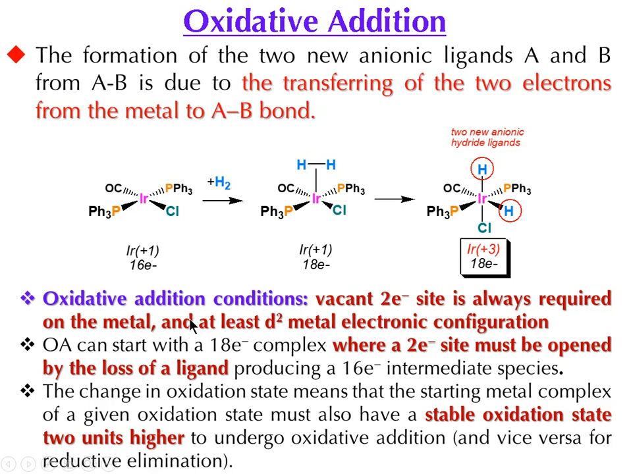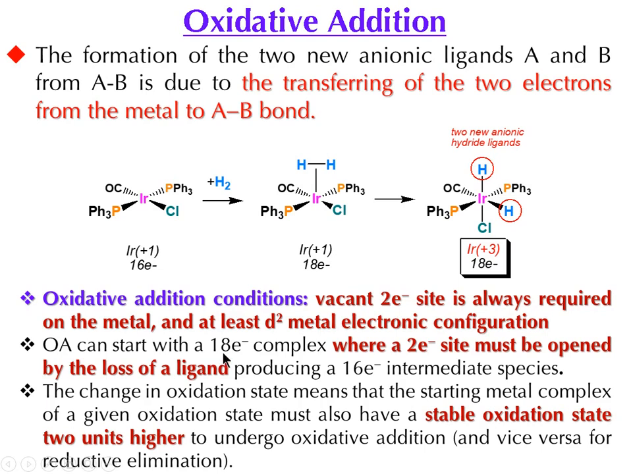What are the conditions of the oxidative addition? A metal or a complex can do an oxidative addition with a molecule that we call substrate if we have at least a vacant 2-electron site on M, and the electronic configuration of the metal M should be at least d2, since during the oxidative addition, the oxidation state increases by 2. So if we have d2 before oxidative addition, it will become d0 after oxidative addition. So: vacant site and electronic configuration at least d2.